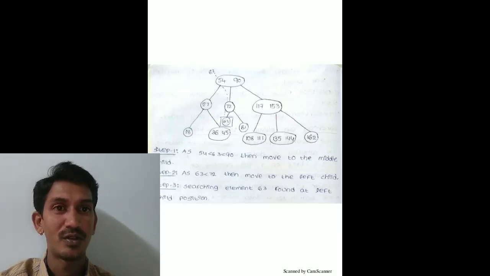So we are going to the middle portion. In the middle portion, we have the item 72. So again, our searching element is compared to 72, so we are moving to the left side. So the 63 is available, and we can directly print that our searching element is found.